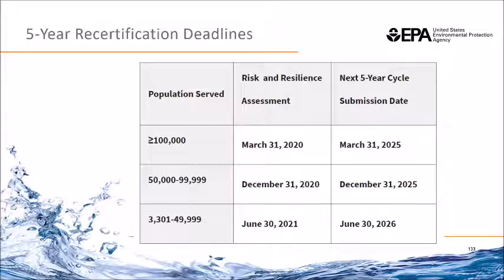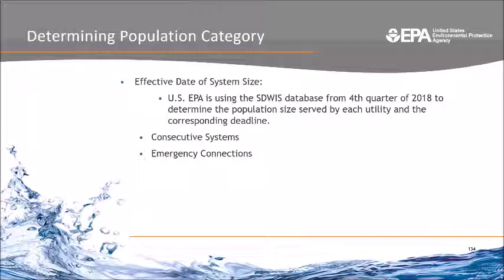Again, we cannot change the statutory deadline set in Section 1433. So if a community water system fails to certify, conduct the required assessment, or prepare or revise the plan by the applicable deadline, then it is in non-compliance. Of course, our main goal is compliance, so we will have, I'm sure, more workshops closer to the next 5-year cycle recertification date.